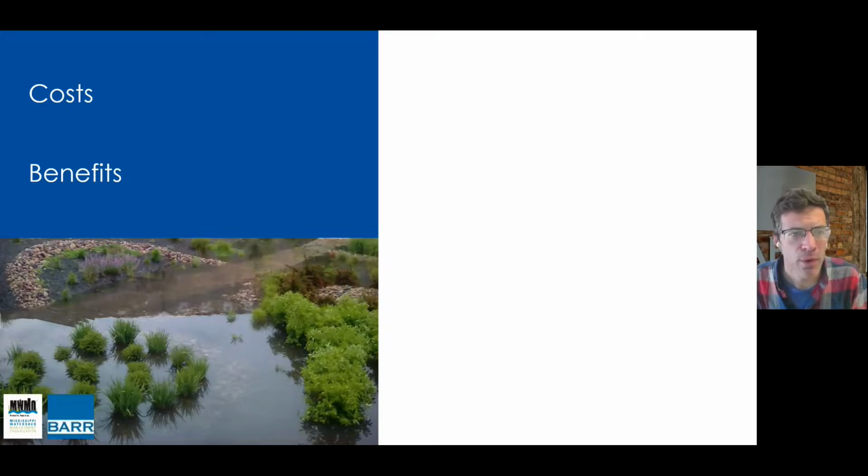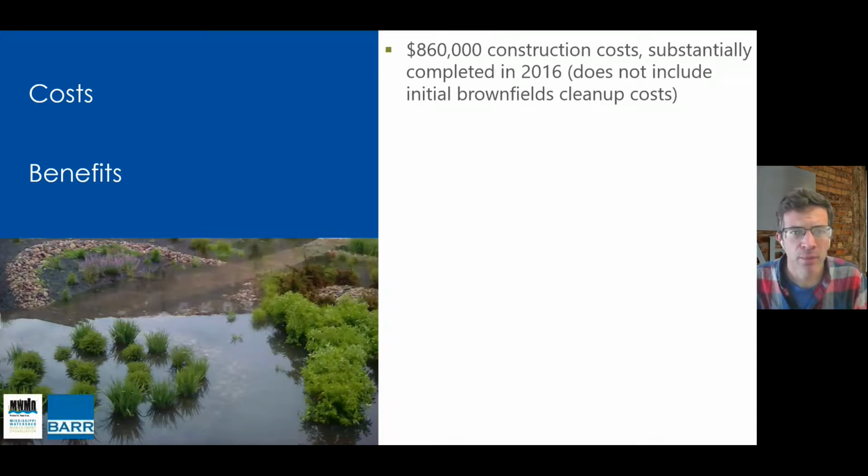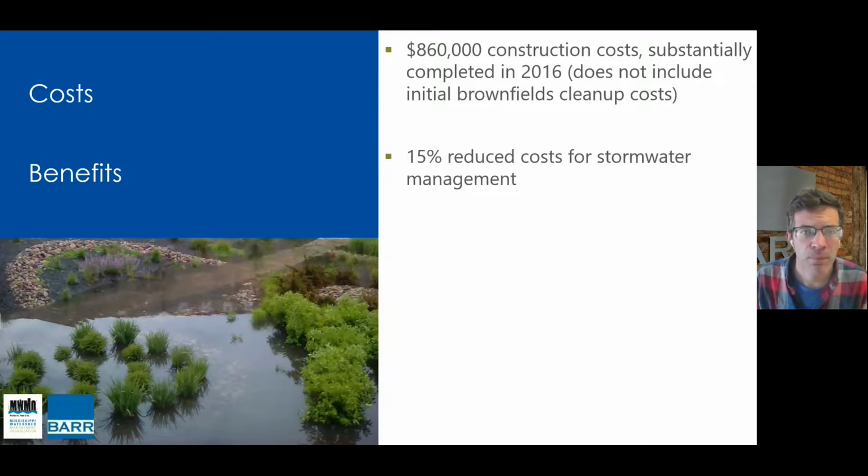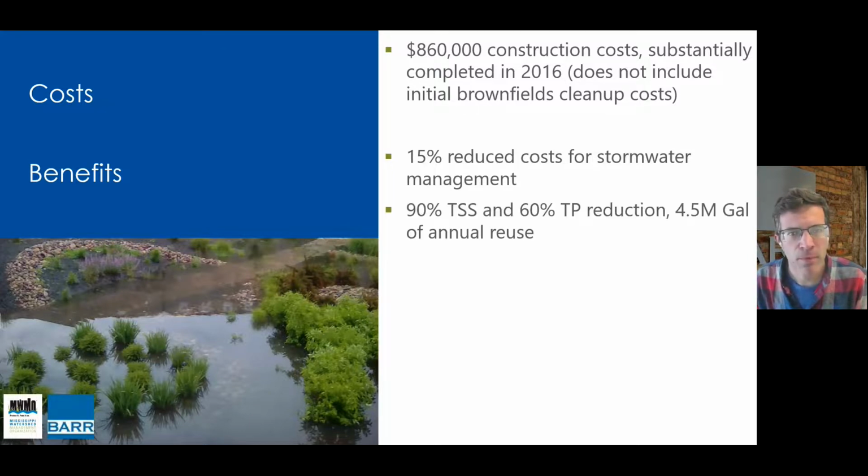And finally, just a quick summary of the costs and the benefits. The capital cost in construction was about $860,000 for the system itself. That actually does not include the reuse system, which was a few $100,000 more, but it resulted in 15% lower cost for stormwater management as opposed to doing it site by site. So it was win-win-win for the developers and the Watershed organization, and it achieved some pretty good water quality metrics, reducing total suspended solids by 90% and total phosphorus by 60%, and providing over 4 million gallons of water for reuse each year.